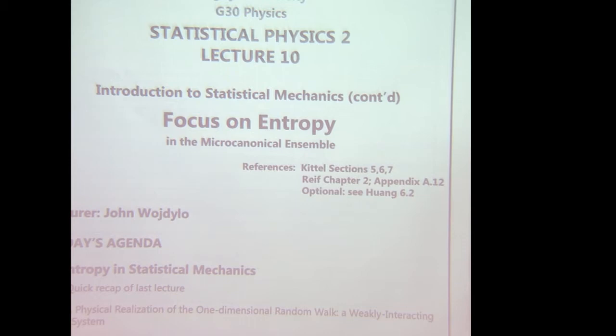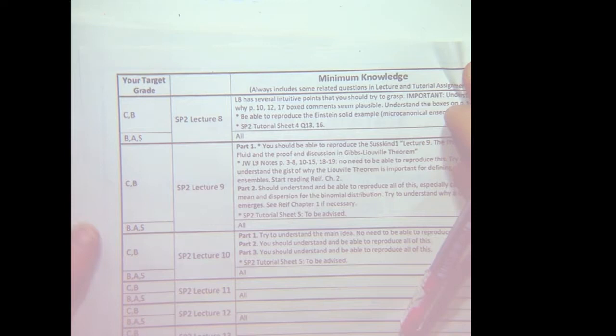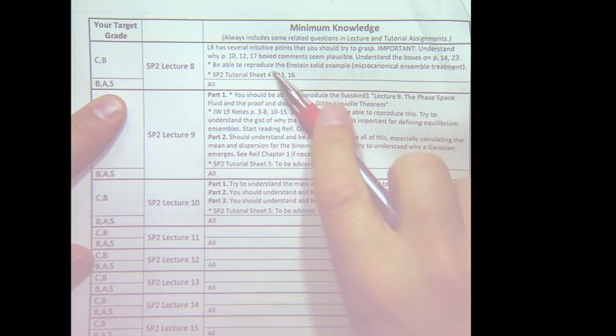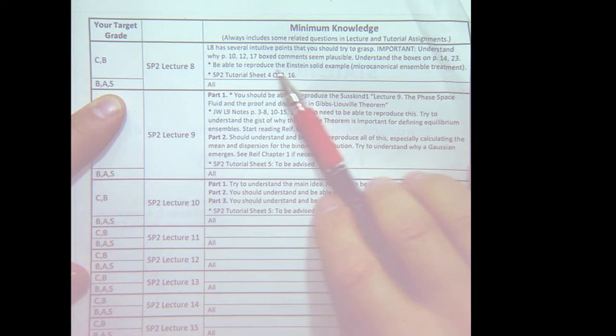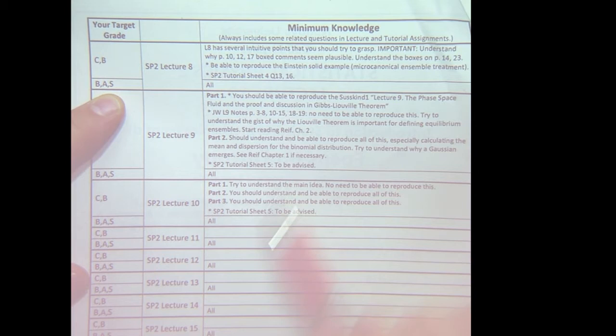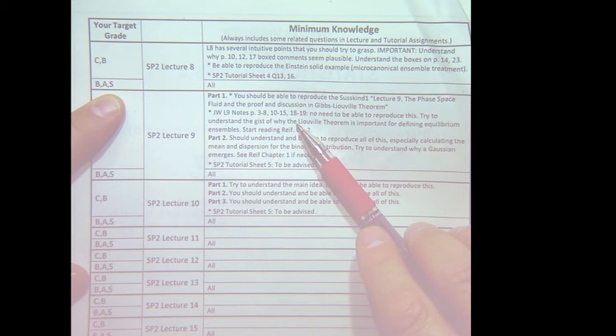Yeah. A feature that I've introduced, in fact, with lecture 9, the new edition of lecture 9, is this one. It's the minimum knowledge for each lecture, and it's the parts that you really should nail down first, if you want to really understand the stuff. So SP2 tutorial sheet questions as well. I haven't done SP2 tutorial sheet 5, so I can't write down the questions here yet. But if you look at this, you can see what the most important parts are, especially if you want to just pass the course or get a B or something.